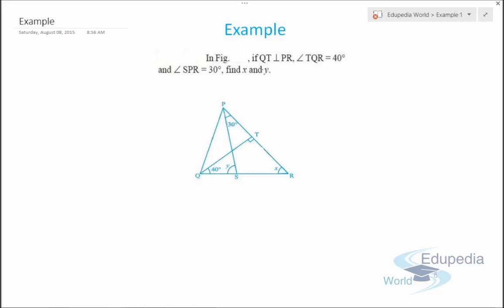In the figure, it's given that QT, this line QT, is perpendicular to PR. Perpendicular to PR means it makes a 90 degree angle with PR, as you can see this angle. If angle TQR, this angle, is 40 degrees, and angle SPR, this angle, is 30 degrees, we need to find X and Y. So let's see how we can do this.